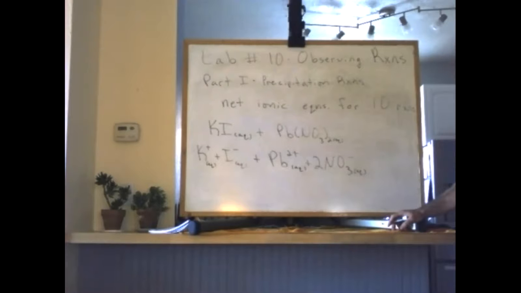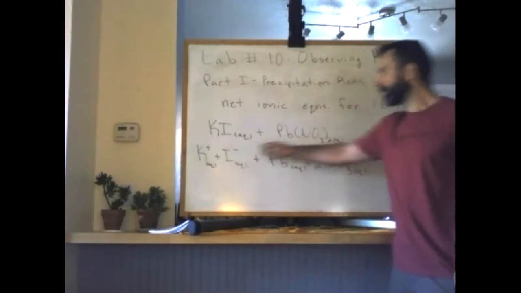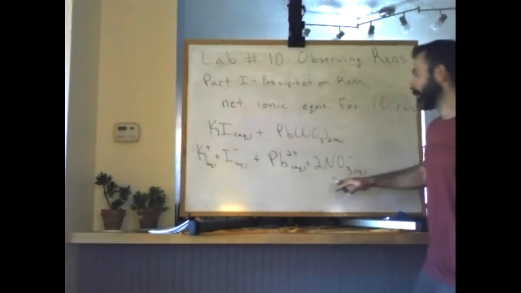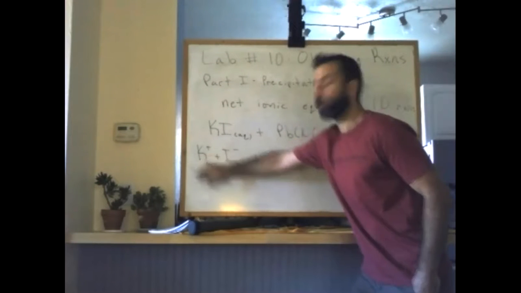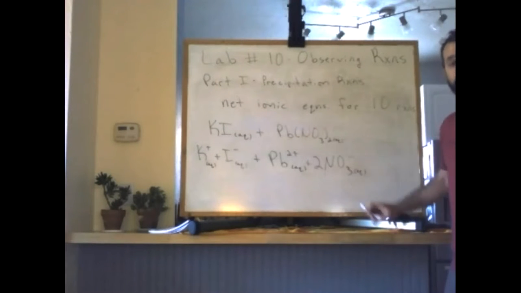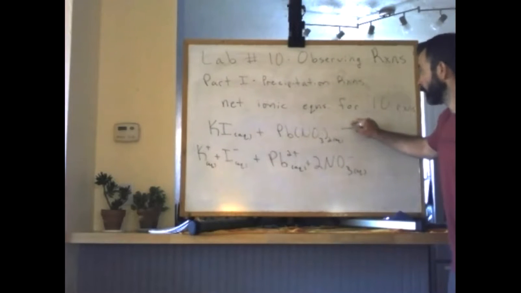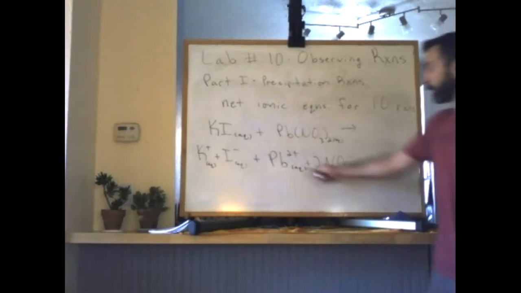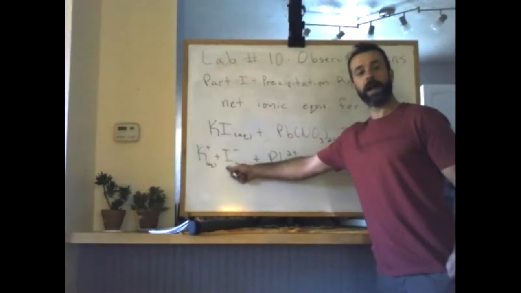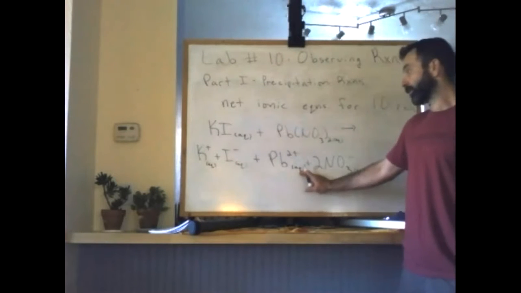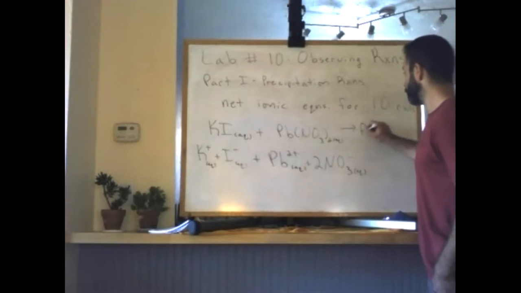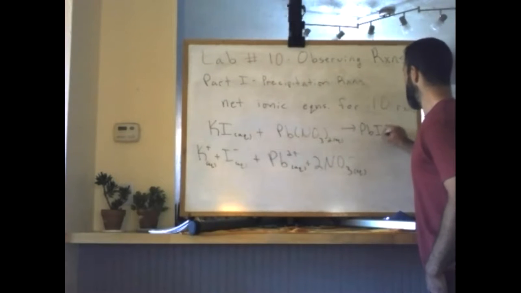What are the products going to be? So now we have all 4 of these ions floating around in the solution, and opposites attract, right? So our cations are going to combine with our anions, so positives combine with negatives, and vice versa. So what are the products going to be? Lead is going to combine with what? It's going to combine with the other anion, so I minus. Lead's a 2+, I is a -1. So what's the formula for lead 2 iodide? PbI2.